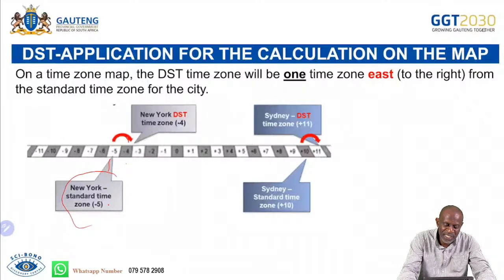So on the time zone map, the DST time zone will be 1 time zone east, to the right, from the standard time zone for the city, meaning that you just move one time zone ahead eastward if the country is practicing daylight saving time.